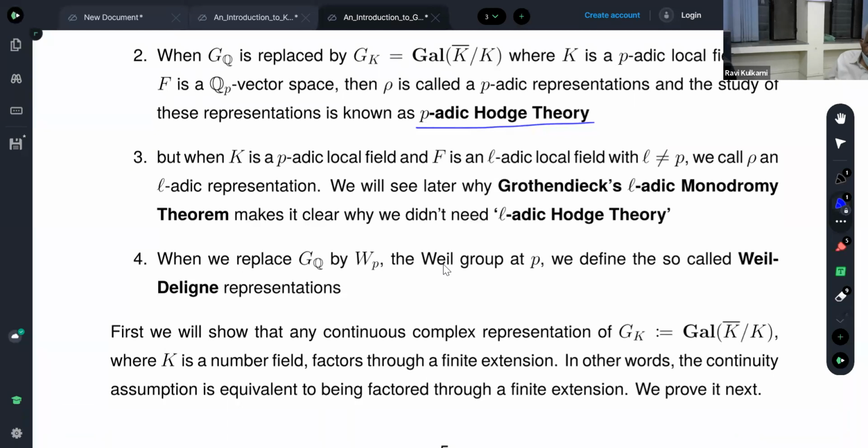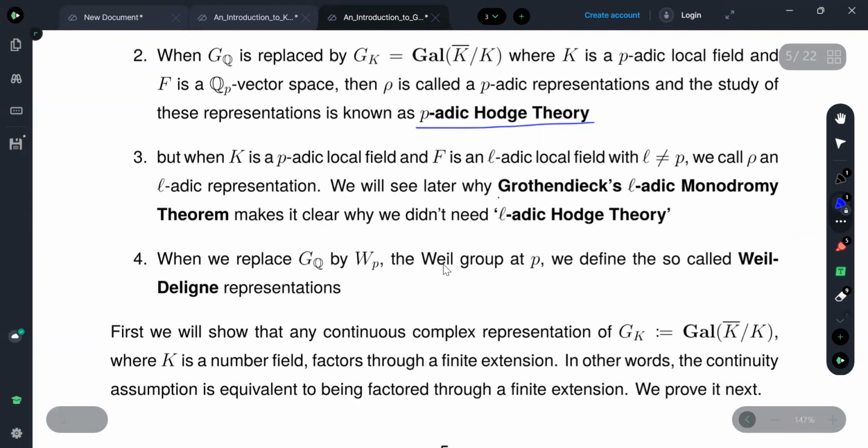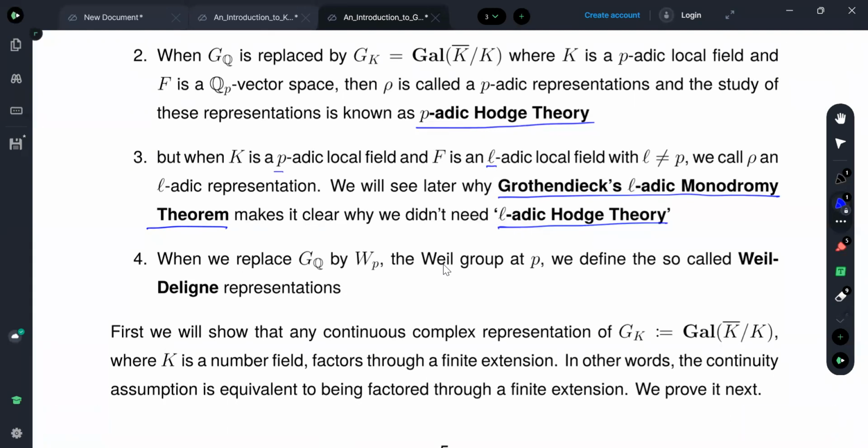But when K is a p-adic local field and we are considering the vector space over an L-adic field, say QL, where L is a prime different from P, then we have a very special theorem of Grothendieck, known as the Grothendieck Monodromy Theorem, which I will mention in the final slide. It will make clear why we didn't need an L-adic Hodge theory. When L is not equal to P, the case is much simpler than when L is equal to P.